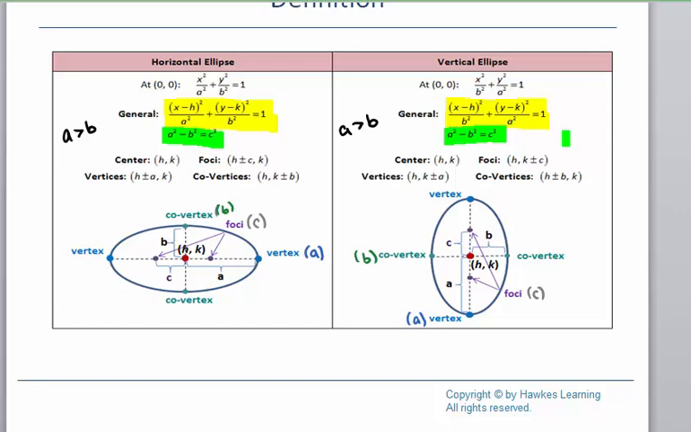We also want to keep in mind that the center value in both cases is going to be made up of the h and the k values, that the vertex points, which will be the end points on the ellipse, will be defined by the A. The foci points, which will be points on the inside of the ellipse, will be defined by the C. And the co-vertex points will be defined by B. Now, as we have in many cases, this is going to make more sense as we start to look at a problem. And so let's go ahead and do that.